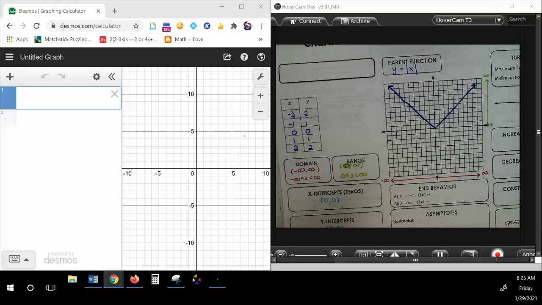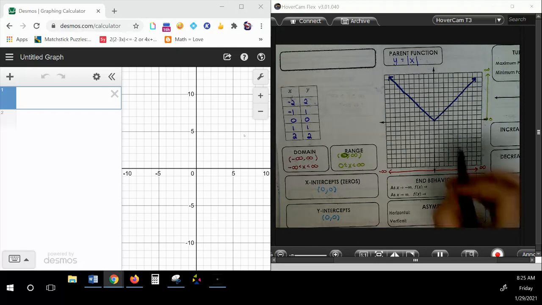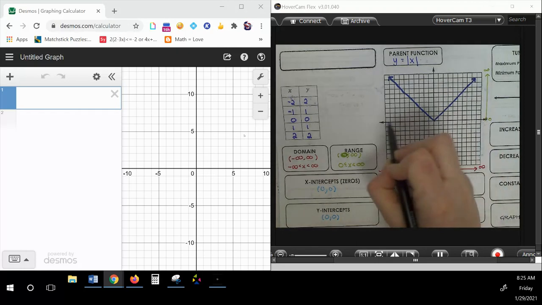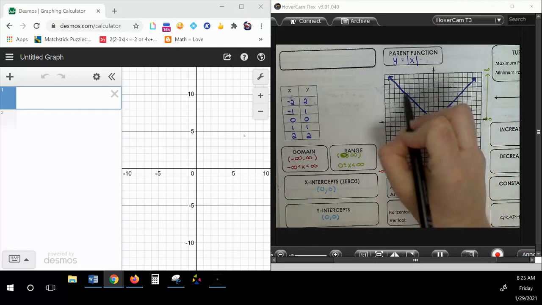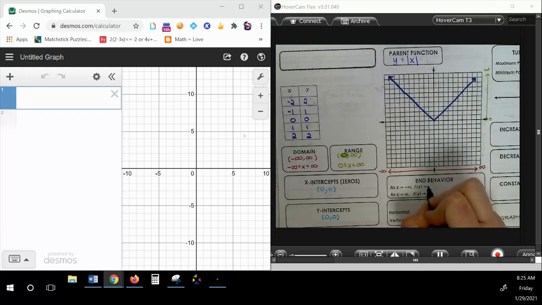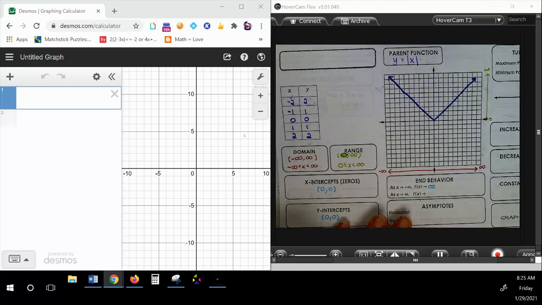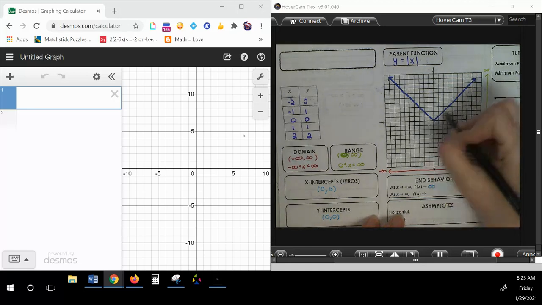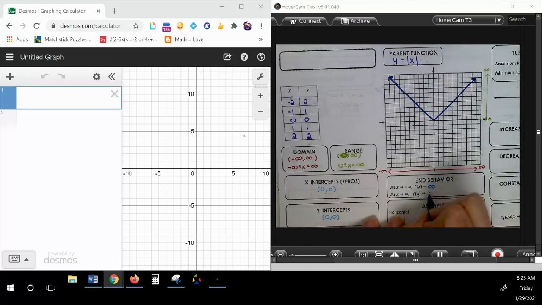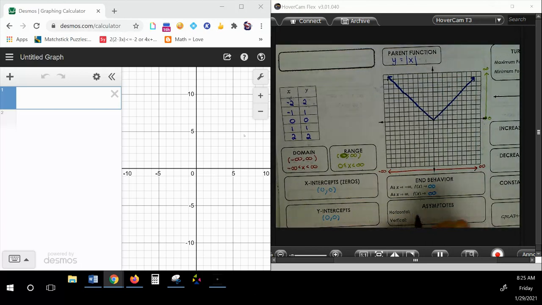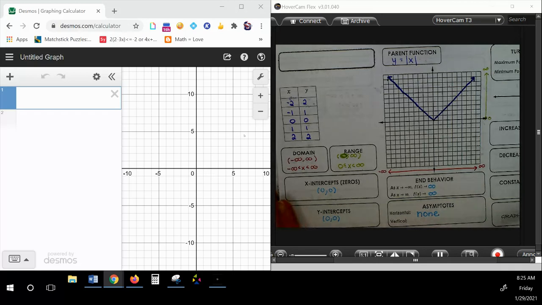And as far as end behavior goes, as x is approaching negative infinity, this is going up. Y is increasing. So as x approaches negative infinity, y is approaching infinity. And as x is approaching infinity, y is also approaching infinity. All right? There are no asymptotes for the parent function absolute value.